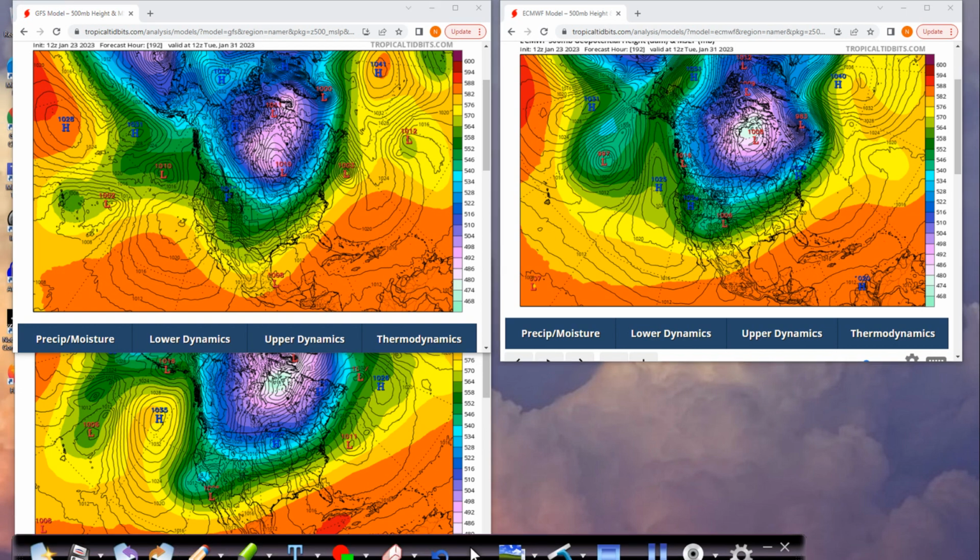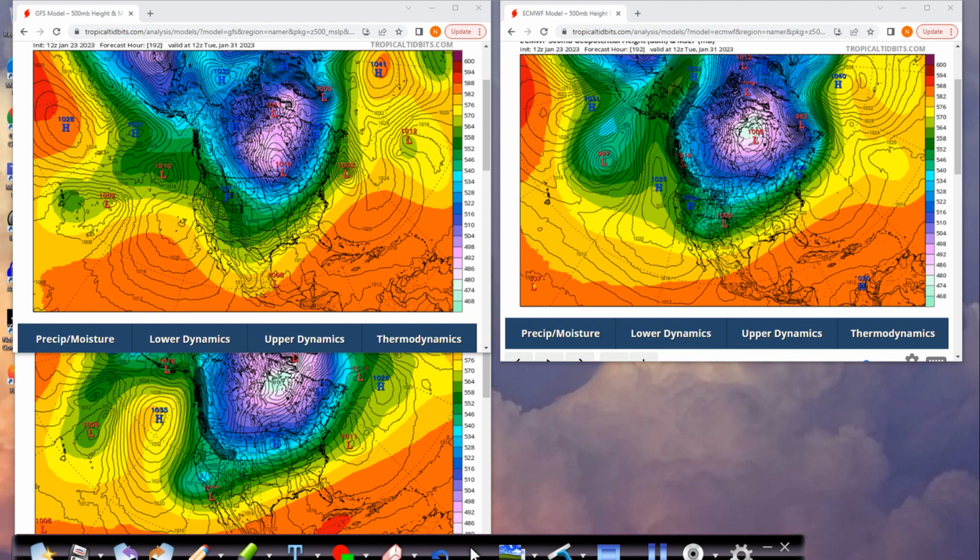Now this is a little different than last night. Last night's model runs, and this is how fast they can change too, on both the European and the Canadian model, brought some of this colder air down further south into the northwest by this time. This is now Monday night, early Tuesday morning actually, next week on January 31st, and now they keep it a little further north.